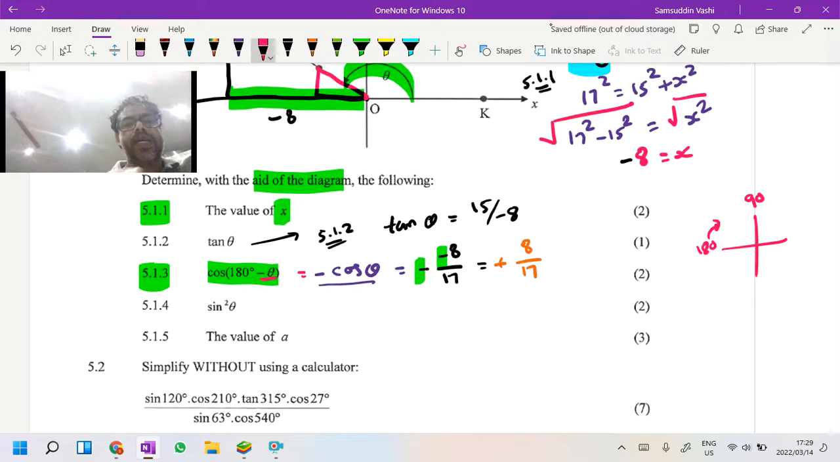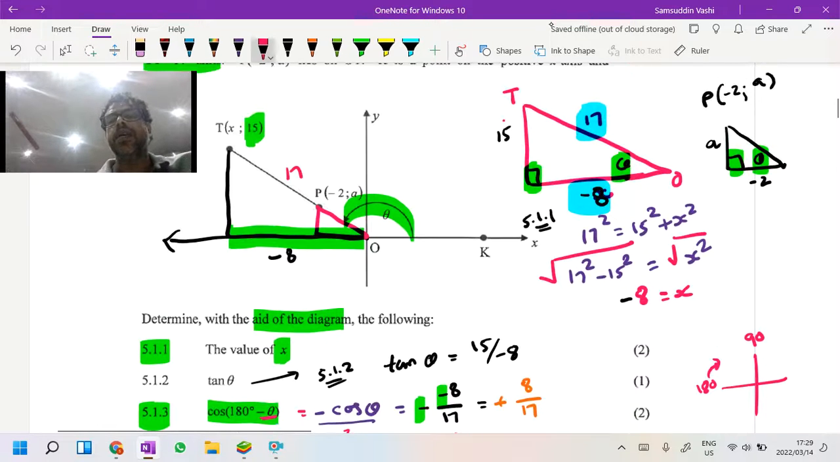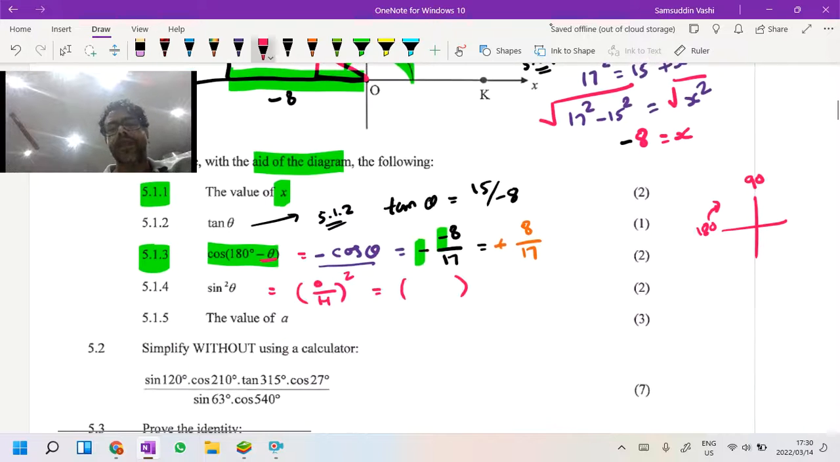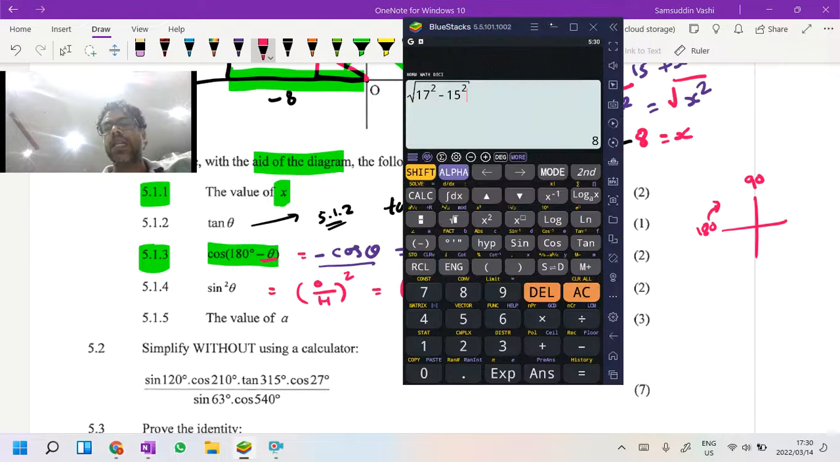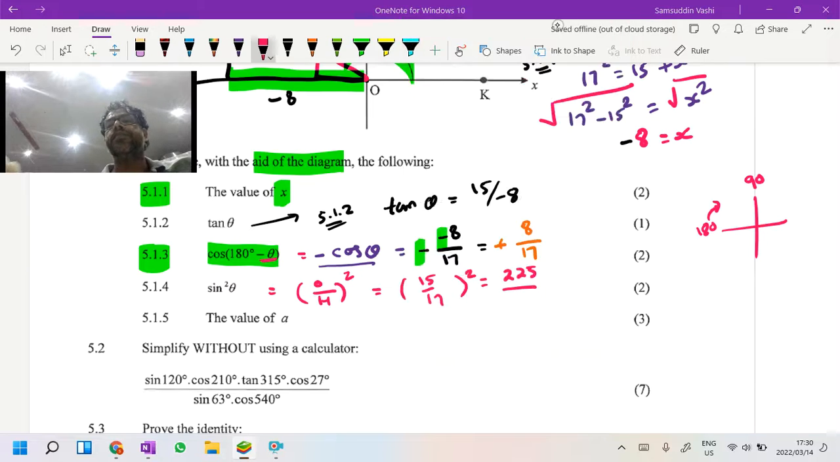So the next value from the diagram is sine square theta. It is nothing but sine theta and it's squared. And sine theta, if we are looking for opposite over hypotenuse, that opposite in my diagram is 15 over 17. Opposite is 15, hypotenuse is 17 squared. So I can say 15 squared is 225, 17 squared we can use once again the calculator. So 17 squared is 289. It is 225 over 289. That's my final answer. I don't think I can further simplify this.